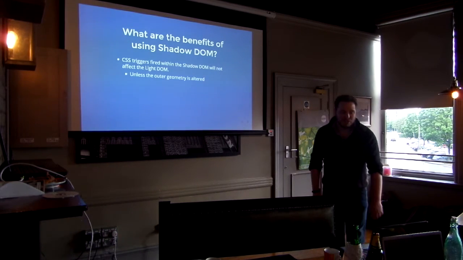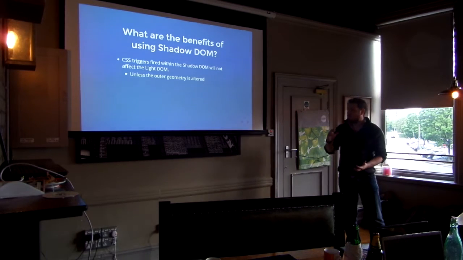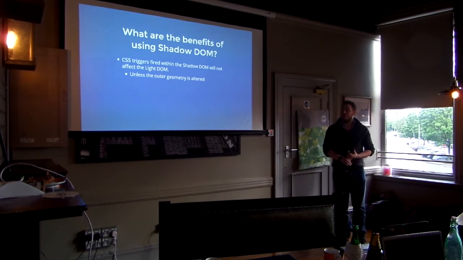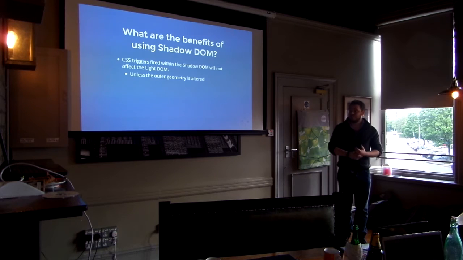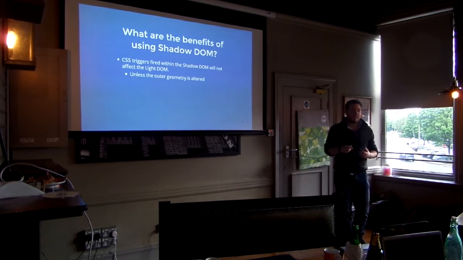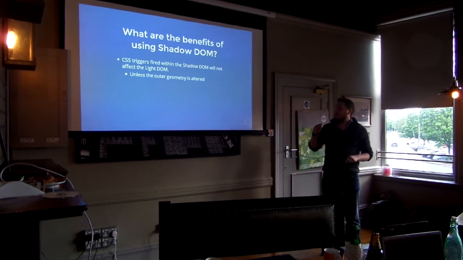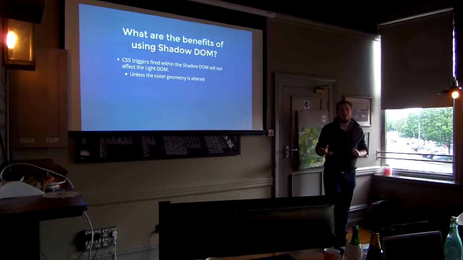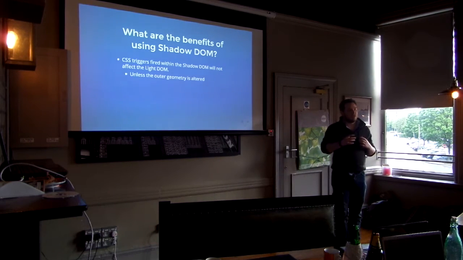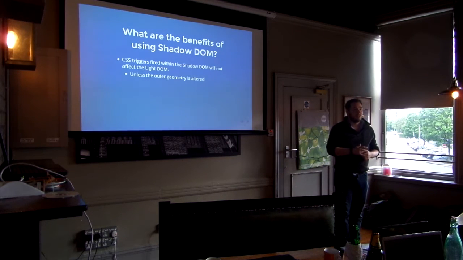So what are the benefits of using Shadow DOM? Well, one of the biggest performance helps for us is that CSS triggers fired from within the Shadow DOM won't affect the light DOM unless you change the outer geometry. So if you're underlining a bit of text, providing it doesn't change the shape of your component at the shadow root, it won't cause a CSS trigger to bubble all the way up to the body tag, which, depending on how deep down you are in the DOM, will hopefully save you a lot of processing.